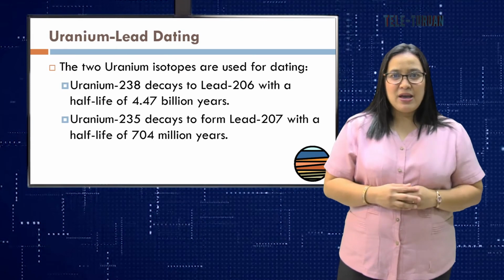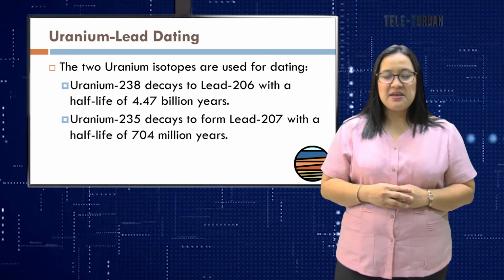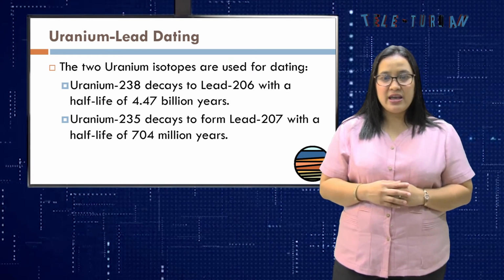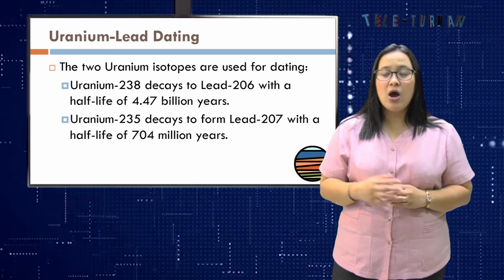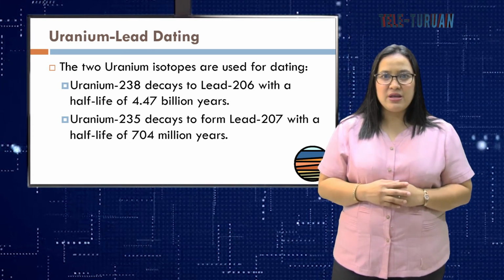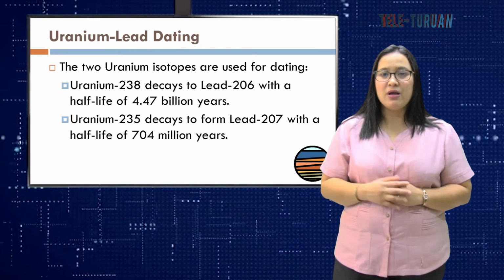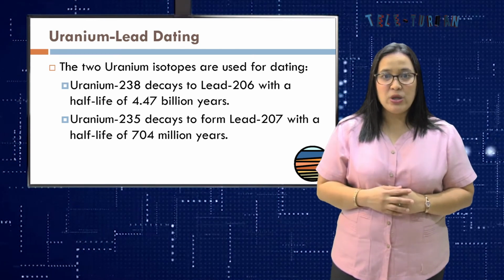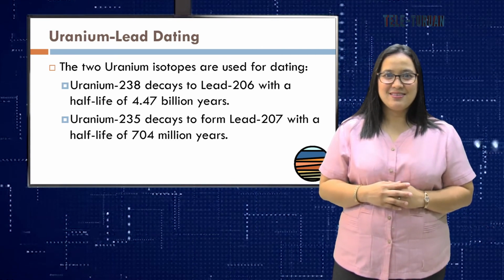The two uranium isotopes are used for uranium-lead dating. And this is uranium-238, which decays to lead-206 with a half-life of 4.47 billion years. And uranium-235 decays to form lead-207 with a half-life of 704 million years.